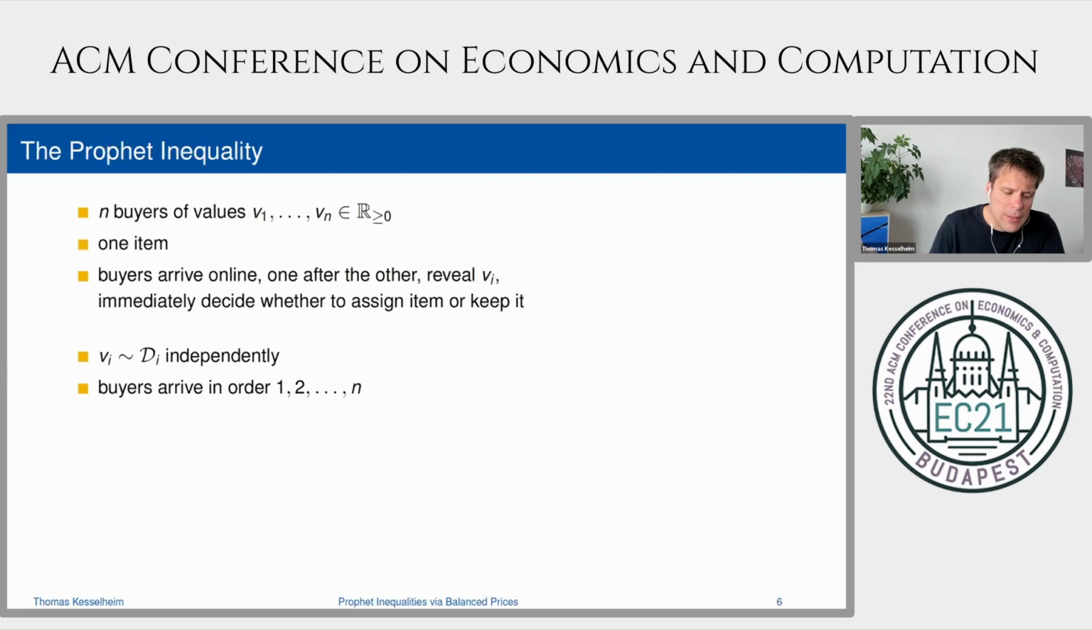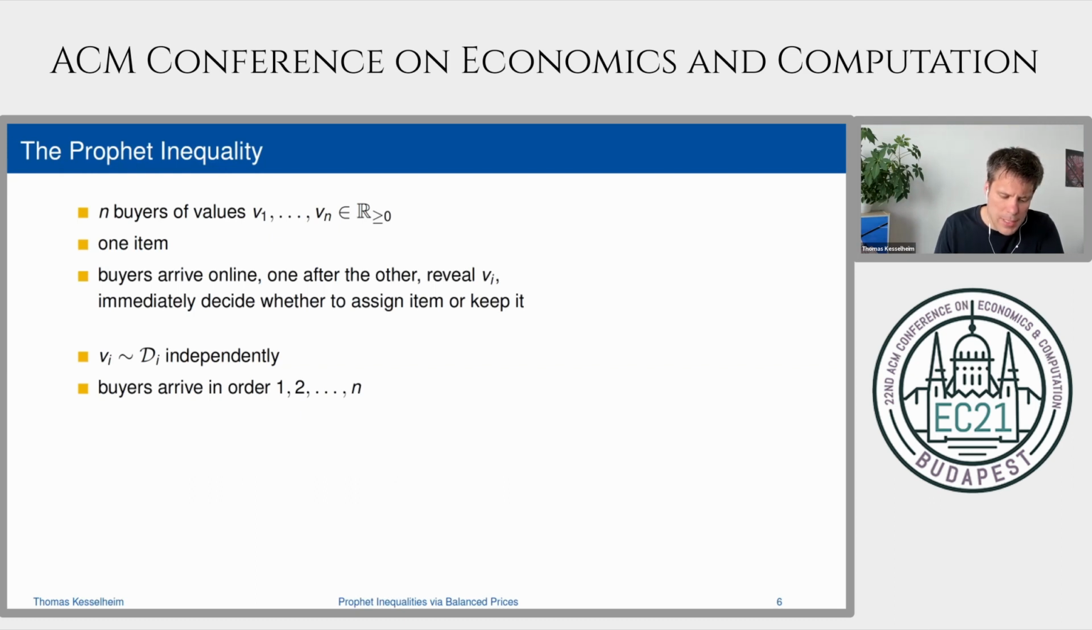And the profit inequality setting, once again summarized here, is the following. We have these n buyers of values v1 through vn. We have one item, and now these buyers arrive online one after the other. Each of them reveals their vi, and then we immediately and irrevocably have to decide whether to assign the item or to keep it. And we are now assuming that these values are drawn independently from known probability distributions. And these buyers arrive in a fixed order.